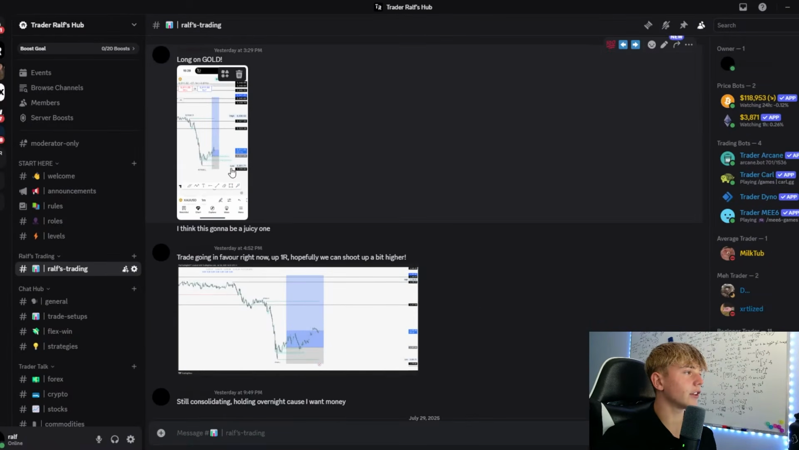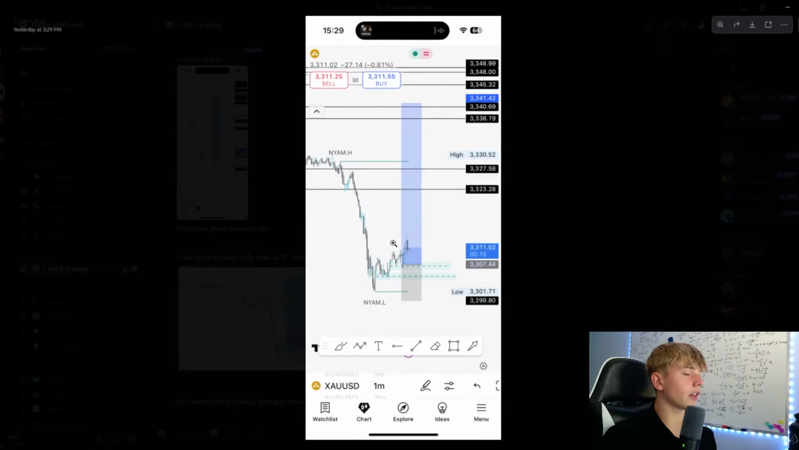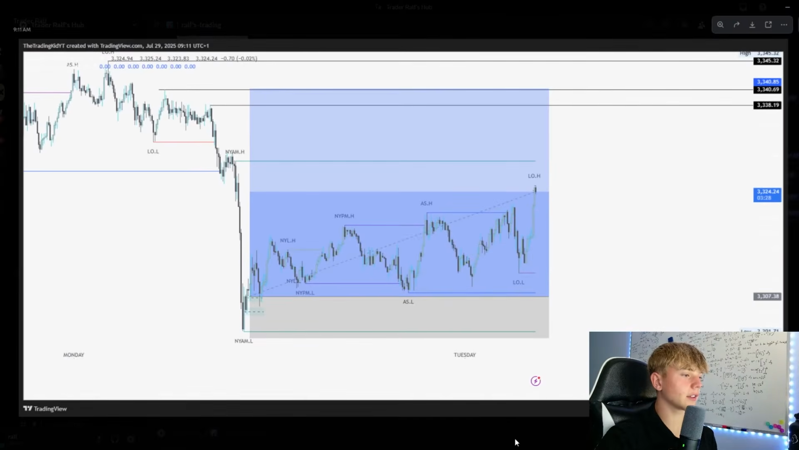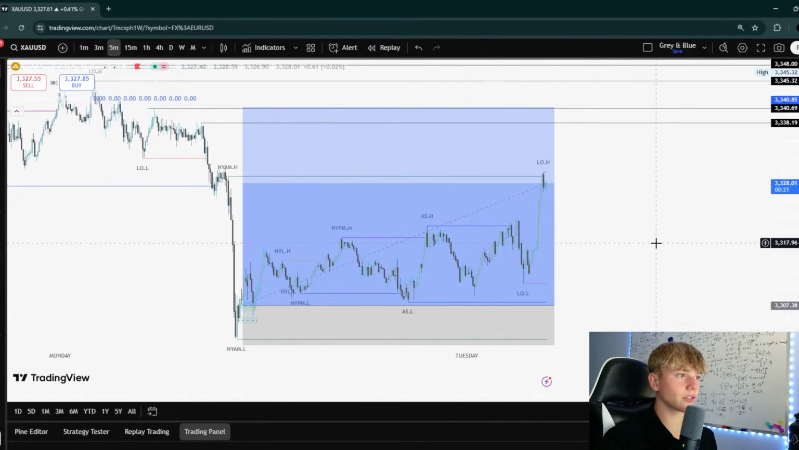And look, yesterday you can see long on gold at 3:30 p.m. That was what the screenshot looked like on the 1 minute. And then look, this is what the trade is looking like right now. So that is proof that I entered this trade. But more importantly, why did I enter this trade?